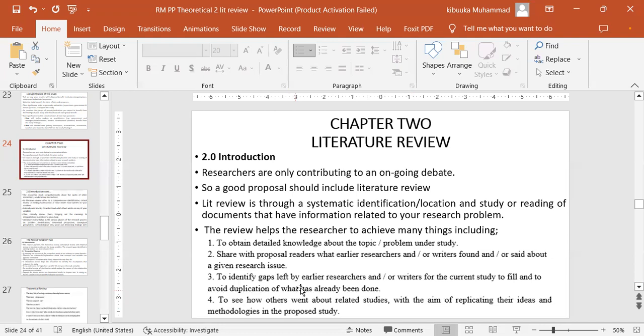And 3, it is after reading what earlier researchers said or found out that you can identify the gaps left. In other words, what else have they not explained that you would wish to explain? What else have they not added that you would wish to add? What else do you think they have not done that you would wish to add?